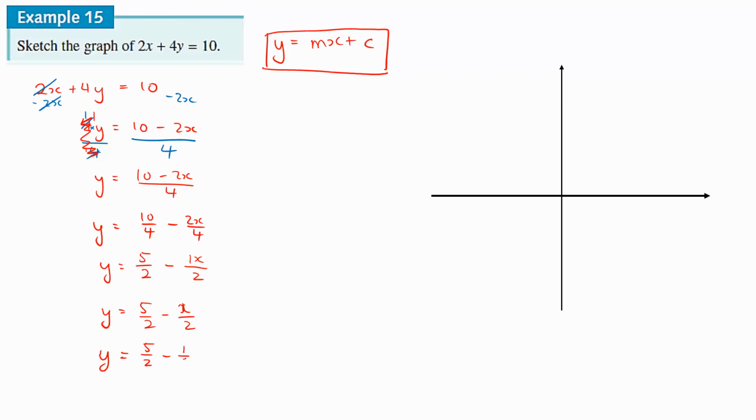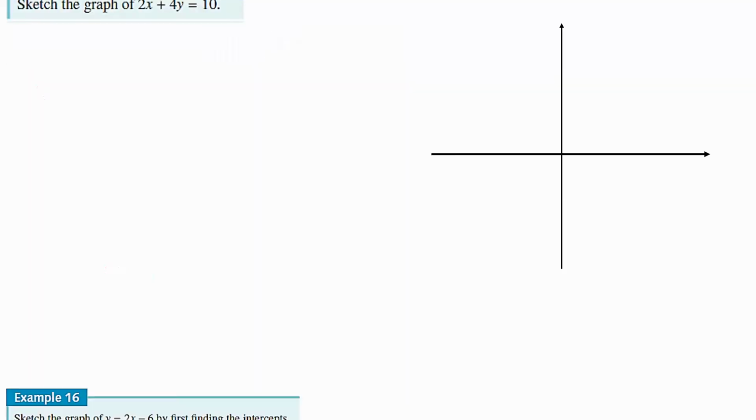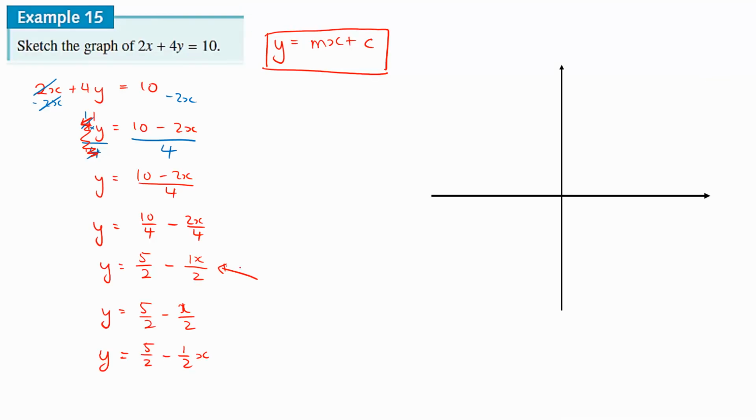Because this basically means half times x, and half times x is that. See, x is the numerator. It's like saying half times x on 1, and x times 1 is x, and 2 times 1 is 2. That's why it's the same thing. So you can write this as half x, is what I'm saying. Okay? Alright.